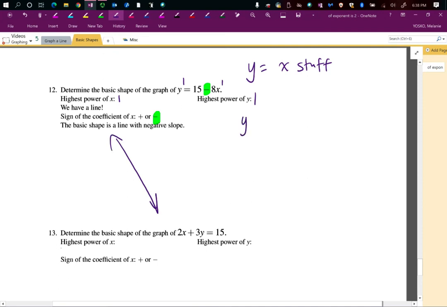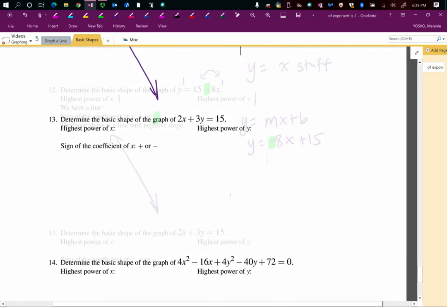If it bothers you that this is not in the mx plus b form, where the x is first, the highest power of x, and then descending order, you can switch the order here. This is y equals negative 8x plus 15. And then again, you can also see the sign of the coefficient of x is still negative, so our slope is negative. Let's do this one.